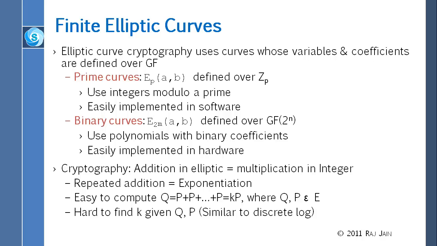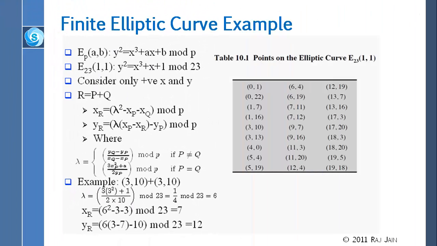Now, addition in elliptic curve is similar, and similar is not the same, to multiplication in integers. So we saw that, right? You can very easily add, you can very easily multiply. And you can add many, many times, and you get k times p. And you can multiply many times, and you get some number raised to d, or e. So exponentiation is very similar to repeated addition, right? And the opposite is difficult. You cannot do inverse exponentiation. Similarly, you cannot do inverse addition. So that is similar to this discrete log.